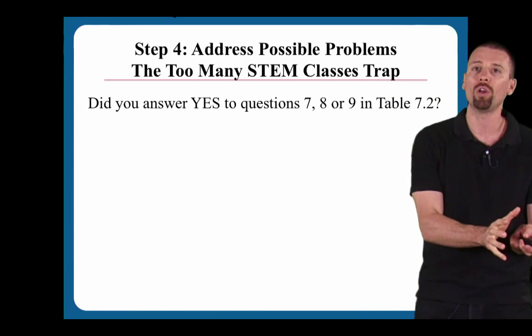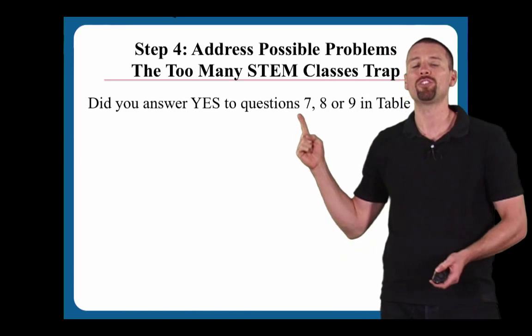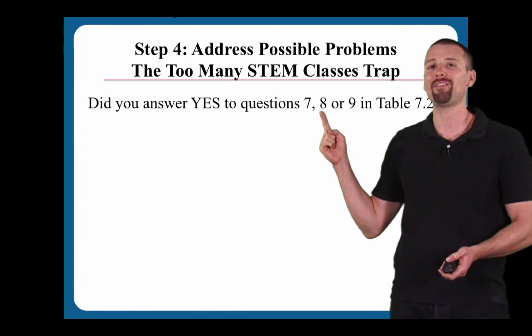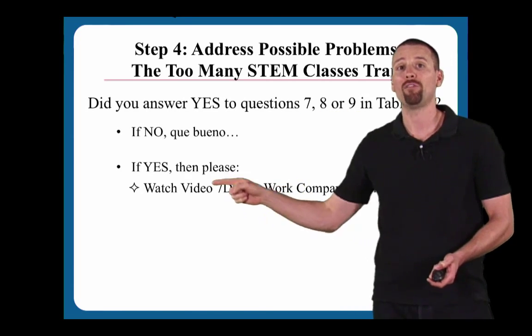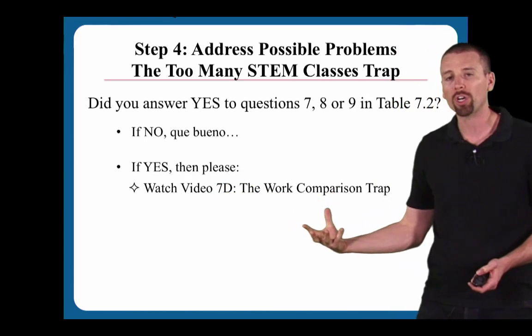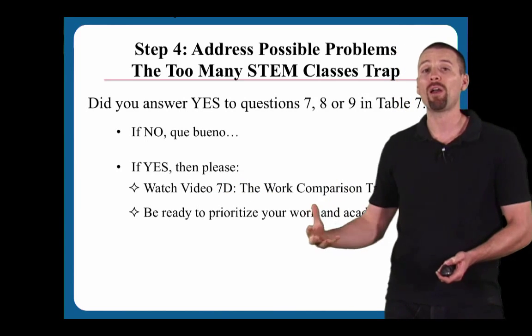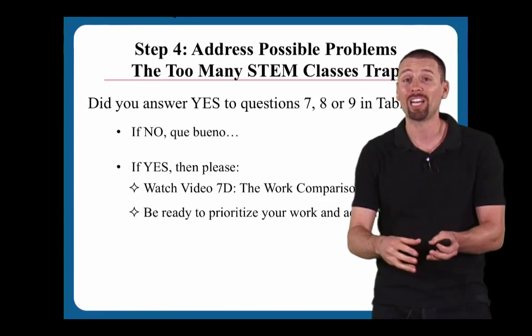Finally, we're going to talk about the last one, which is the work comparison trap, when you compare your workload with your academic load. So if you answered yes to either the questions 7, 8, or 9, we're going to go ahead and have you watch video 7D, which is called the work comparison trap, and then be prepared to reprioritize your work and your academic load.